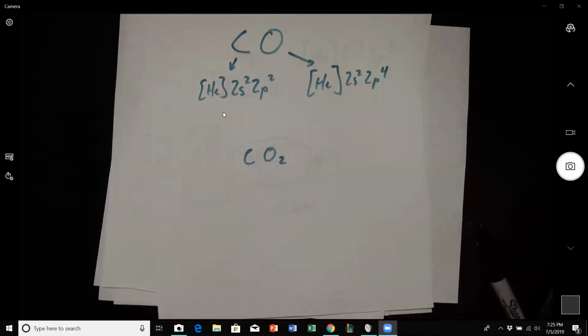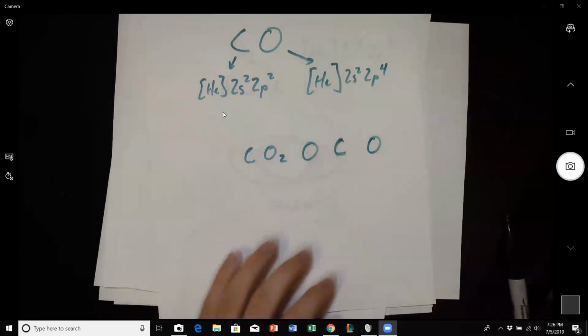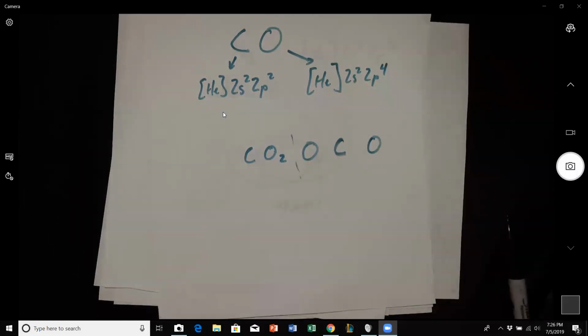So does anyone know what type of bond is in carbon monoxide? Oh, by the way, the connectivity in CO2 is like this. We have a central carbon atom and then 2 oxygen atoms on the side. So that might help.